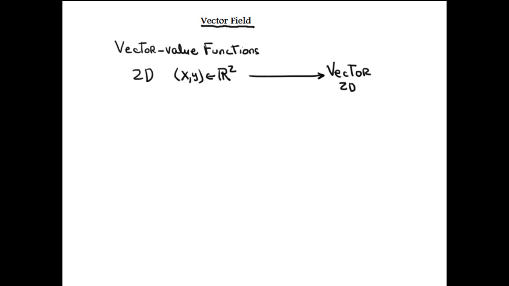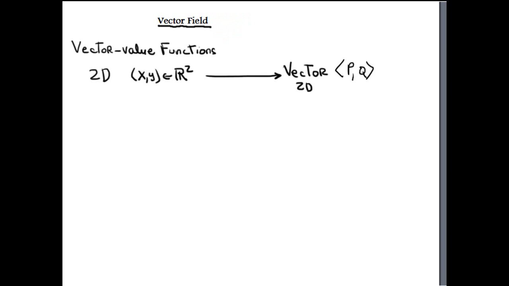The vector in 2D we can, for example, express like this: P comma Q, using angular notation. But in general, P and Q are functions. This is equivalent to saying P as a function of x comma y, i, plus Q of x comma y, j. This is in 2D. In 3D it is similar.